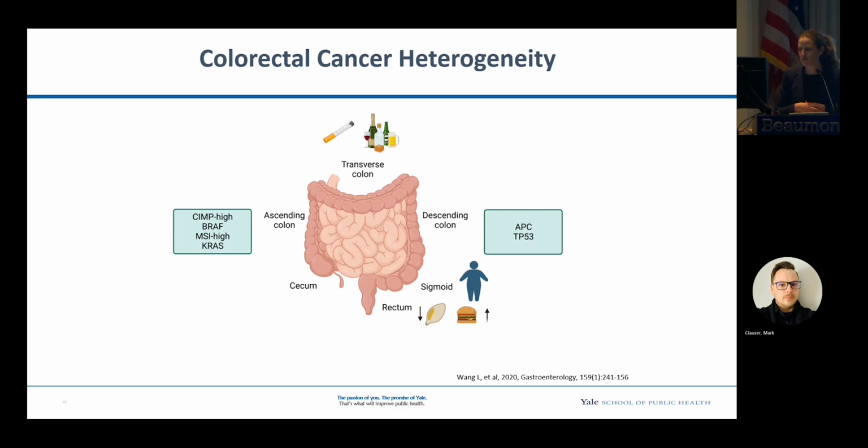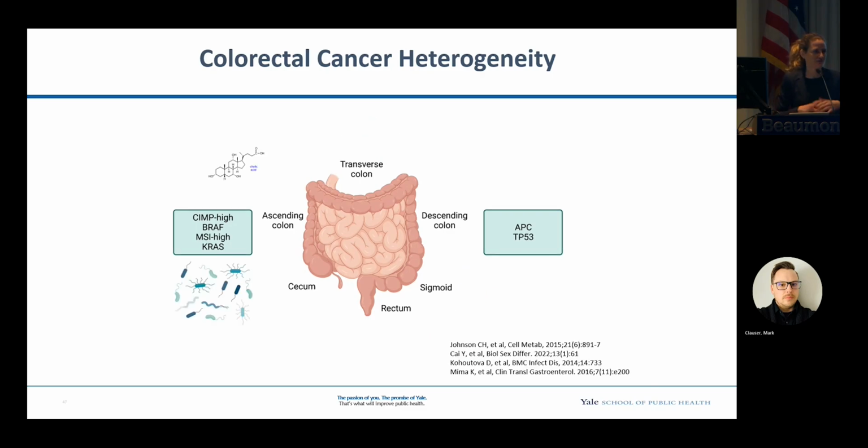There was also a nice paper out a few years ago from Harvard where they looked at different lifestyle exposures and where the cancers occur. They found that smoking and alcohol use were associated more with transverse colon cancers, whereas decreased fiber intake, Western dietary patterns, and a larger waist-to-hip ratio were associated with sigmoid and rectal cancers.